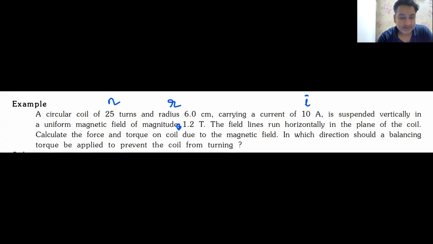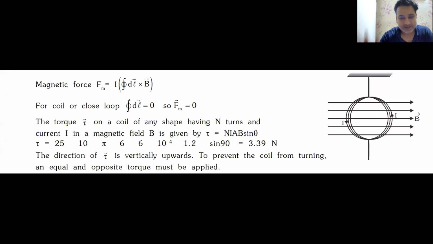Okay, let's go about solving this. As I told you, I was not interested in the numerical values. I was more interested in getting the answer in terms of algebraic quantities. The force on this loop is zero. Yes or no? It's a closed loop placed in a uniform magnetic field. The force is zero. We understand this.